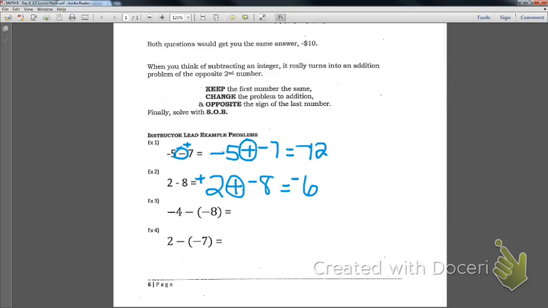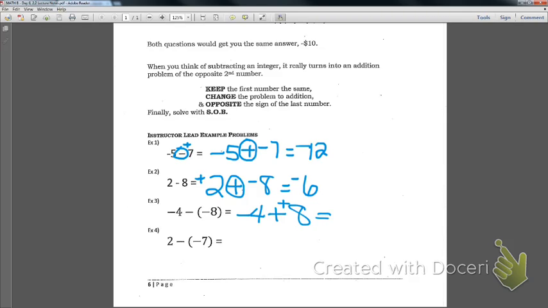All right, in the next example, sometimes you'll see parentheses used around negative numbers to help you understand that it's a negative number and it's not the operation. This is pretty common practice. So the way you would read question 3 is negative 4 minus negative 8. So we'll keep the first number, keep the negative 4, change it to addition, and then change the sign of the 8 to a positive 8.